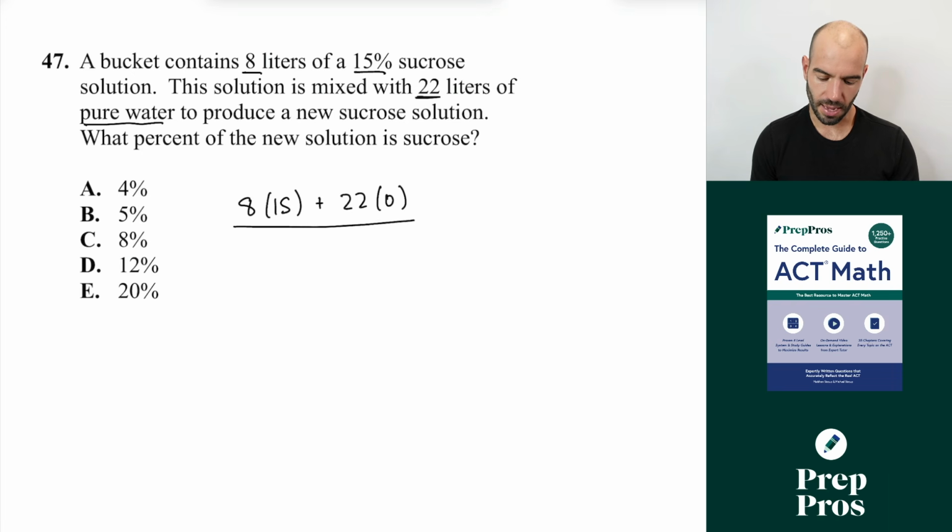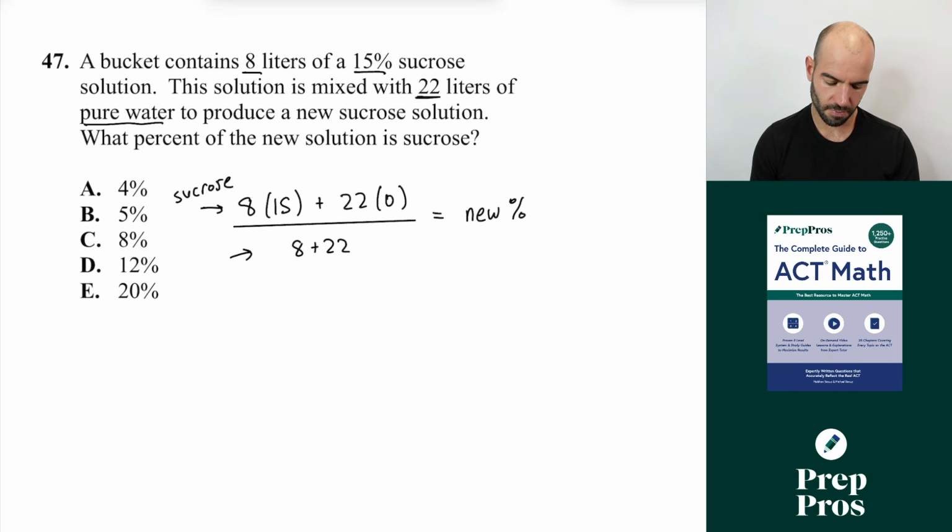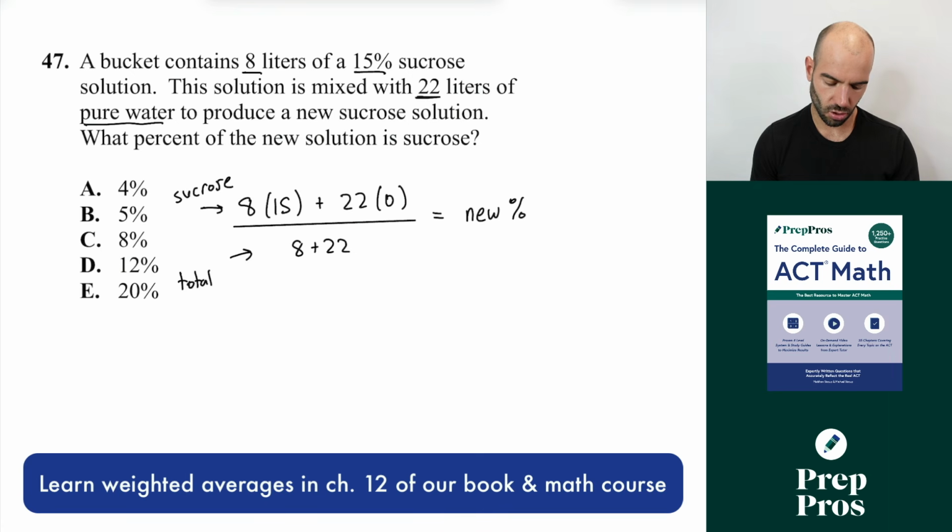We're going to divide that by the total amount of solution. So we're going to do 8 plus 22 to find whatever the new percentage is. And the reason this works is on top, we're finding the amount of sucrose we have. And on the bottom, this is our total solution. So if you can find the total sucrose on top and the total solution on the bottom, that's going to give us the percent sucrose.